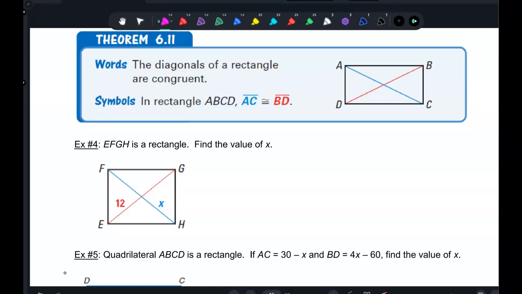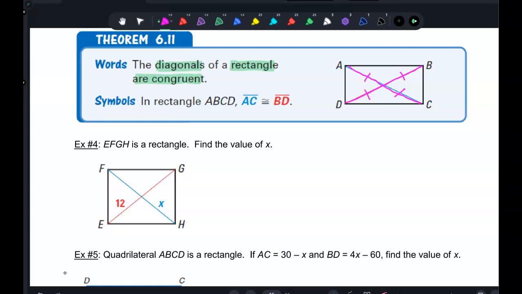Okay. We have another theorem, and this is about the diagonals of a rectangle. The diagonals of a rectangle are congruent. Now diagonals have to go across the shape. So from D to B, that's 1, and from A to C. And not only are they congruent, but remember, in a parallelogram, the diagonals also bisect each other. So that means in a rectangle, all 4 of those segments are going to be congruent.